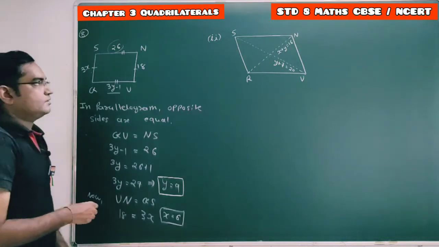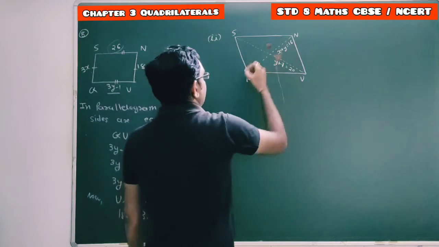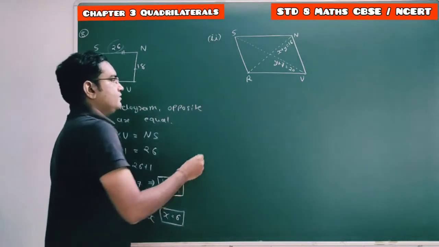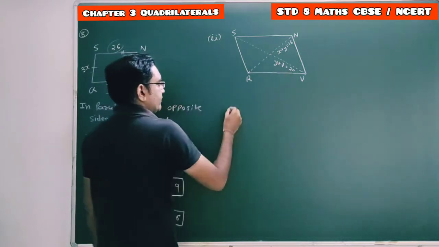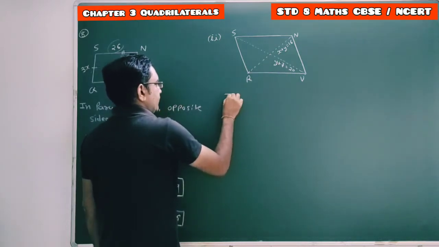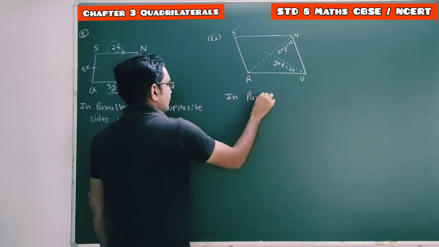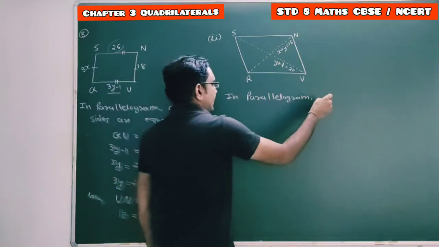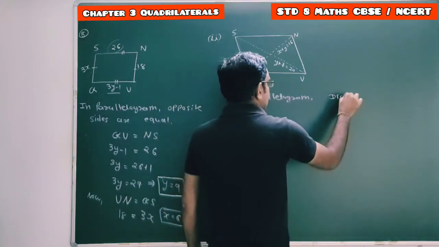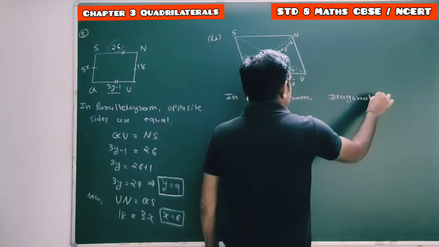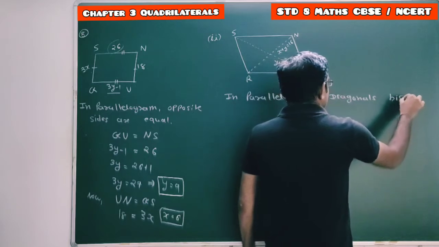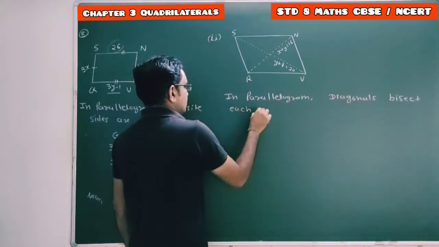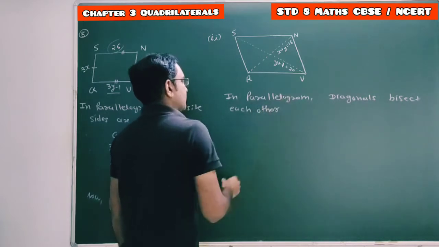These are the lengths. Now here RUNS is one parallelogram. You have to find the values of this x and y. So length of diagonals are given. So we can say in parallelogram, diagonals bisect each other.